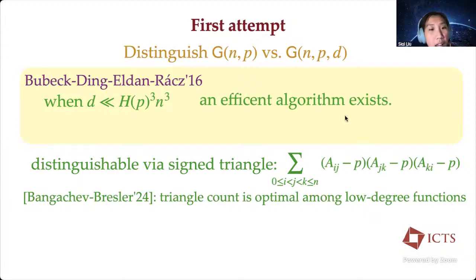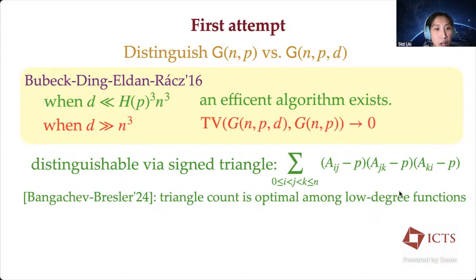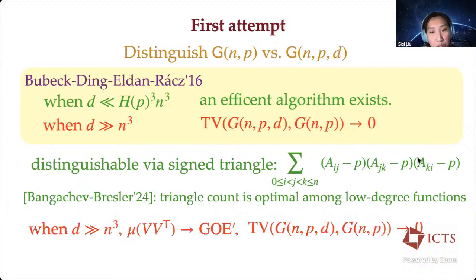Okay, and furthermore, in this Bubeck, Ding, Eldan, Rácz paper, they also prove an information theoretic result in which they say that when D is sufficiently large, in particular when D is much bigger than n cubed, then it's information theoretically impossible to distinguish between the two models because their TV distance vanishes.